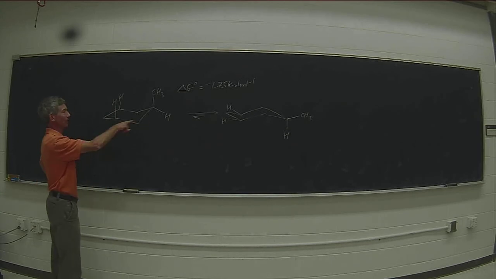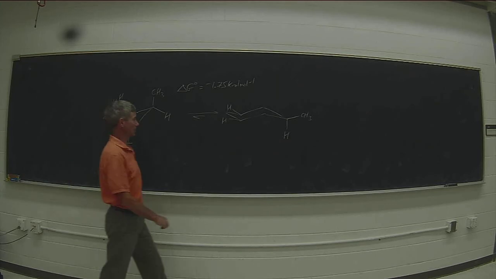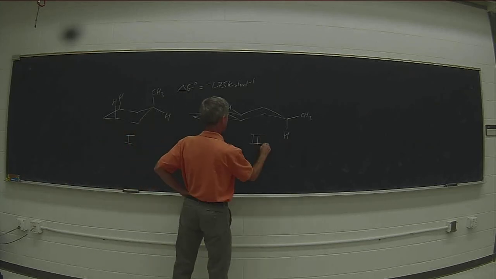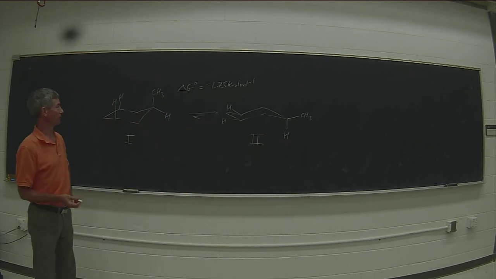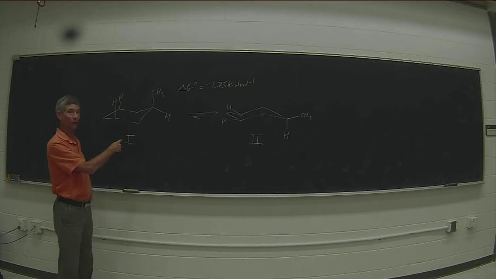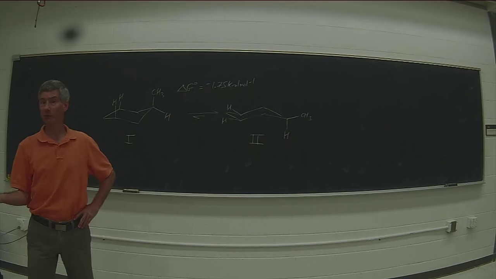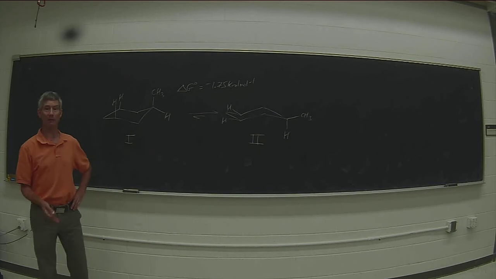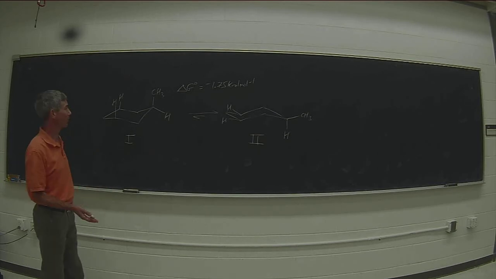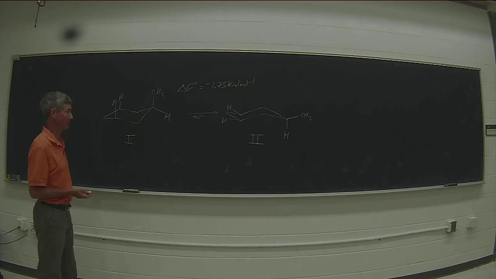So if I want to figure out what the equilibrium distribution of these two chairs is, I can use the fact that because of the large difference in energy between even the twist boat forms and the chair conformers, where the chair conformers are more stable than the twist boat by about 5.5 kilocalories per mole, and more stable than the boat by about 6.9 kilocalories per mole, effectively, the two chair conformations are the only conformations that we'll see.